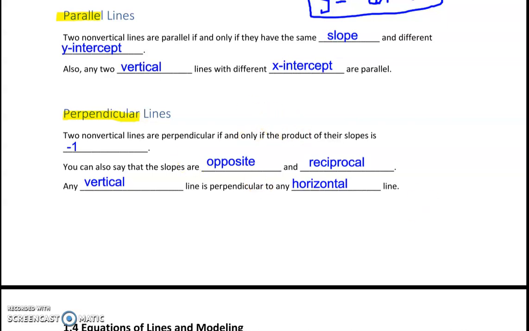So this first sentence starts out defining two parallel lines. Two non-vertical lines are parallel if and only if they have the same slope and different y-intercepts. So let's just think about that for a minute. So slope we've defined as rise over run.